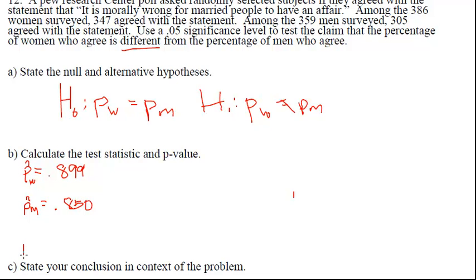And this p bar, I'll go ahead and write this one out because we haven't done that yet, is the sum of the numerators, so 347 plus 305, divided by the sum of the denominators, so the two sample sizes. So 386 plus 359. And this is equal to 0.875.